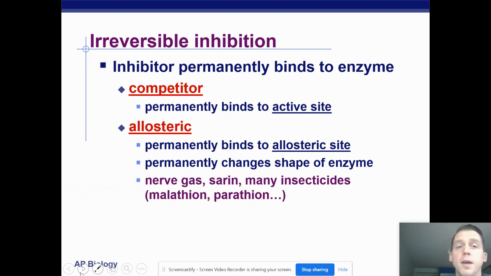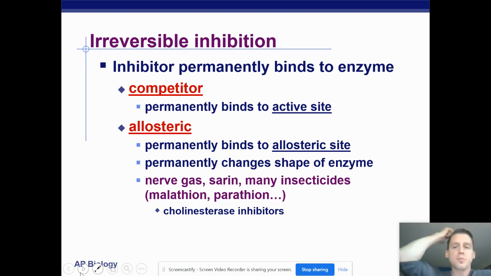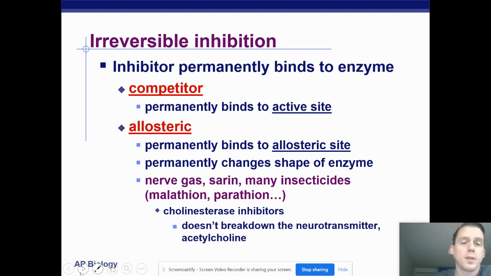Other non-competitive irreversible inhibitions would be things like nerve gas, so something like sarin, or insecticides. These are called cholinesterase inhibitors, and what they do is they block the shape of the active site from doing its job, basically. A neurotransmitter, acetylcholine, needs to get broken down. Acetylcholine is going to help your muscles move, and these things basically prevent it from being broken down. So it causes this constant contraction of muscles, which is very, very dangerous.